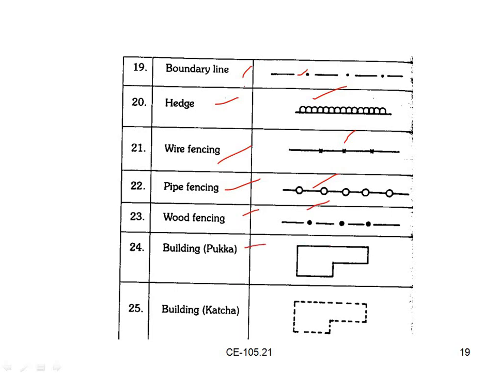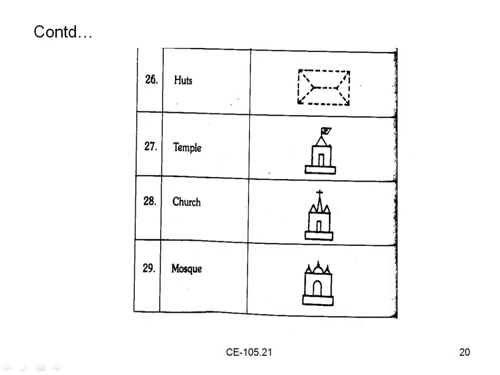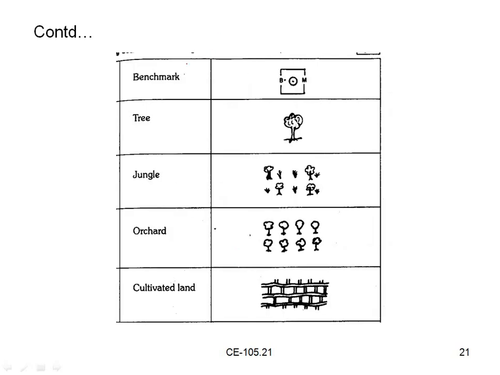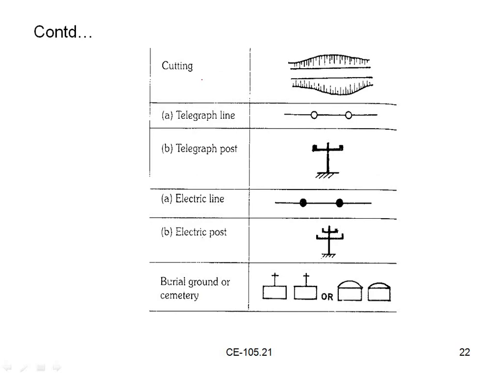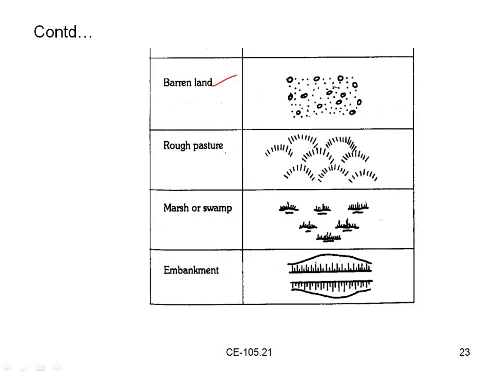Building. It is a pukka building, pukka house. This is a kacha house, huts, temples, church, mosque. These are all the conventional symbols, and this is a benchmark symbol, tree, jungle, orchard, cultivated land. Cutting, telegraph line, telegraph post, electric line, electric post, burial ground, cemetery. So barren land, rough pasture, marshes, swamp, embankment.